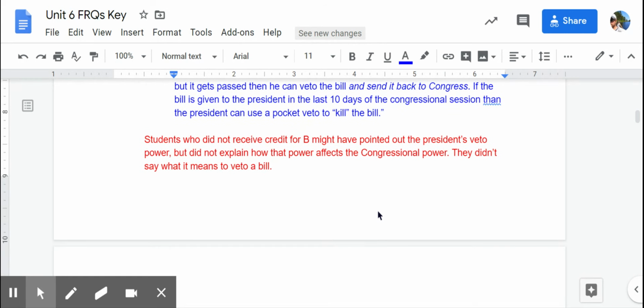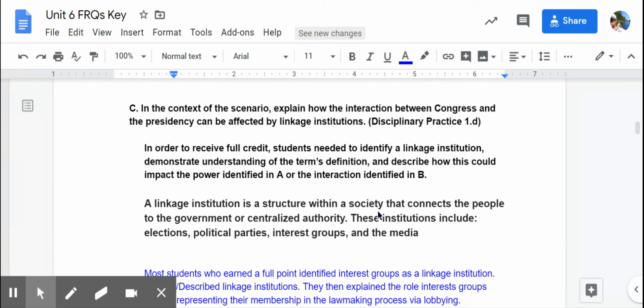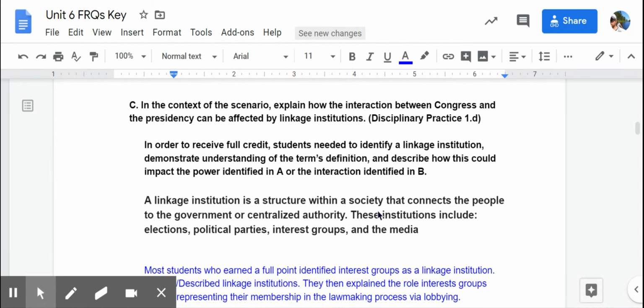In C, the third point here, you are again asked to explain in context. First, it is important to recognize that the interaction mentioned is the bill to law process. That will inform your identification. Secondly, it was important to define linkage institution. There's the definition for you.